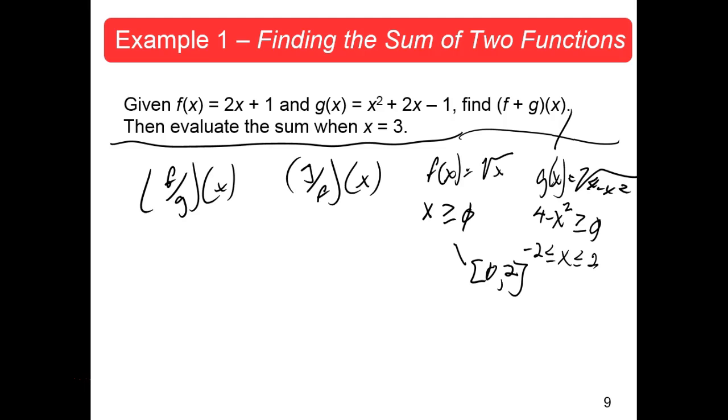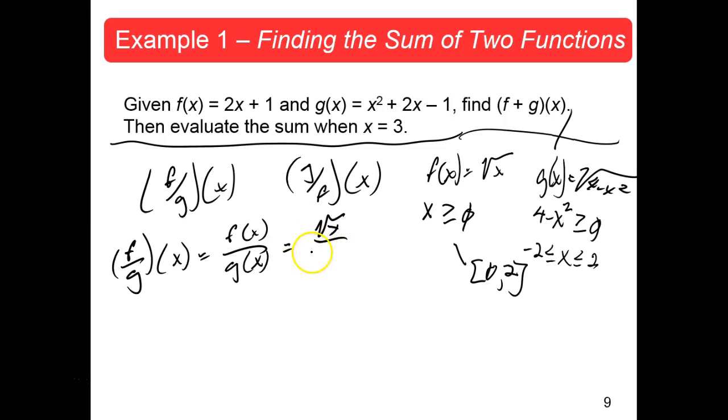And we haven't even gotten to the problem yet. Well, let's do f divided by g. What do you think that would be? f divided by g of x. How do we define that? Okay, f of x divided by g of x. So that would be f of x, the square root of x, over the square root of 4 minus x squared. Okay. What else do we have to keep in mind once we do the division?